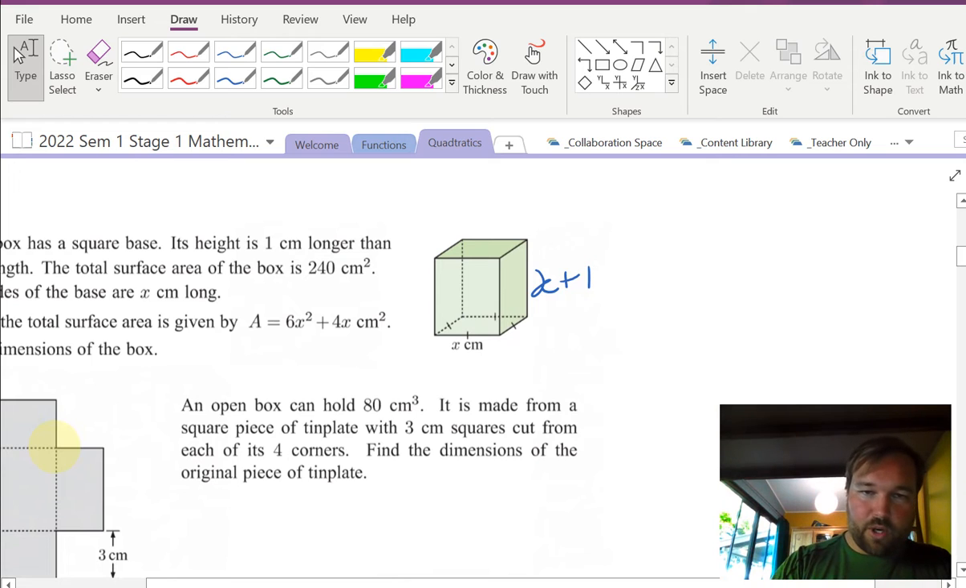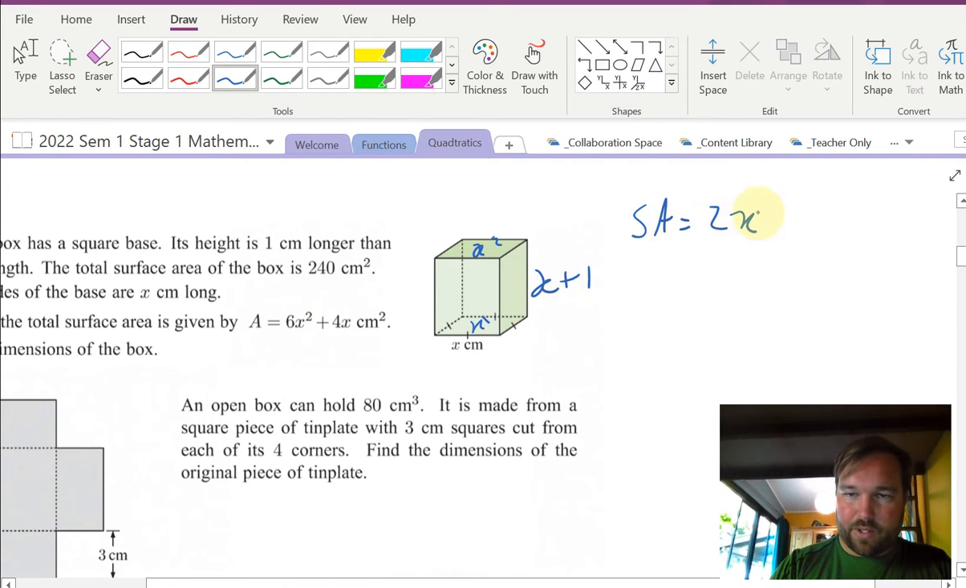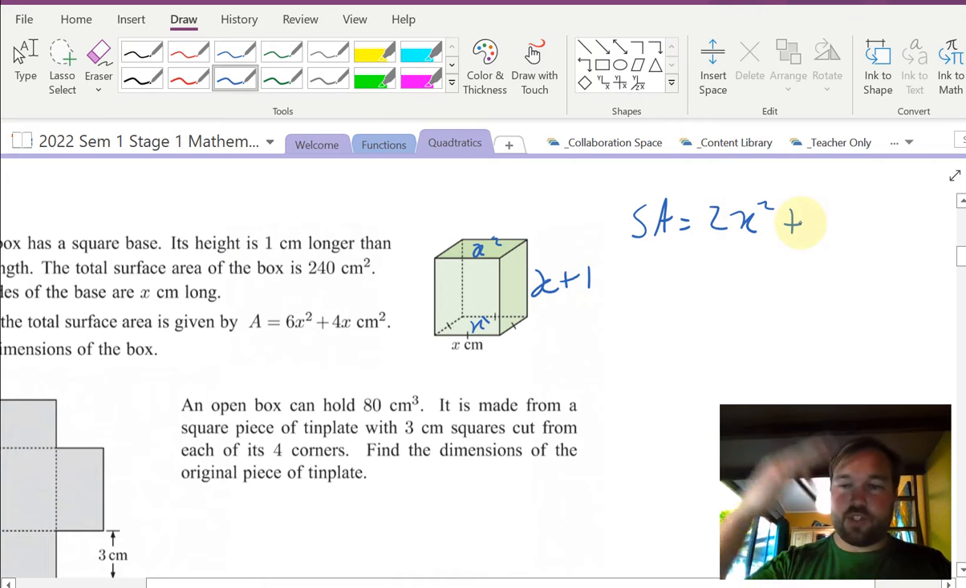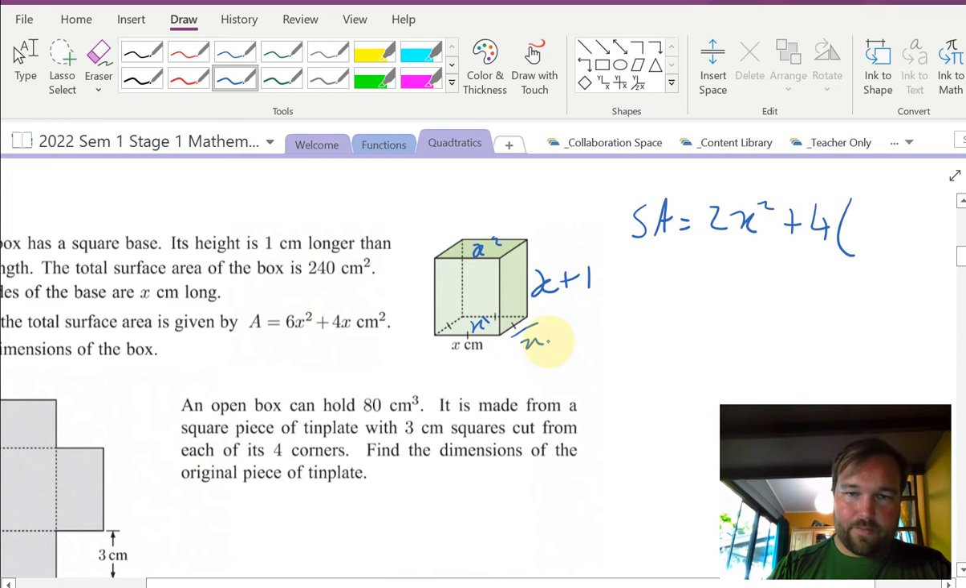So the bottom and the top have areas of x squared and x squared. So the surface area is really 2 lots of x squared, that's the top and the bottom, plus 4 lots of, well, this is going to be x multiplied by x plus 1.